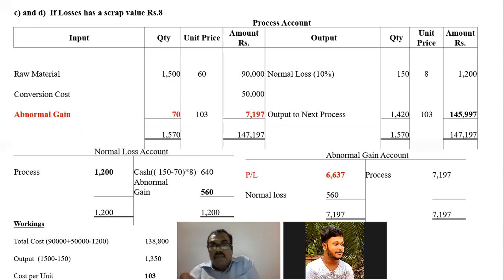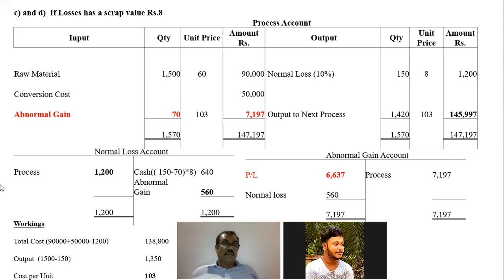But the logical amount to be adjusted in the cost is 1200. So there is a difference of 560. That 560 should be credited and debited to abnormal gain account. So you are going to set it off against the abnormal gain. So real abnormal gain is not 7,197, it is 6,637. So this also can be transferred from the normal loss account as shown in this account.